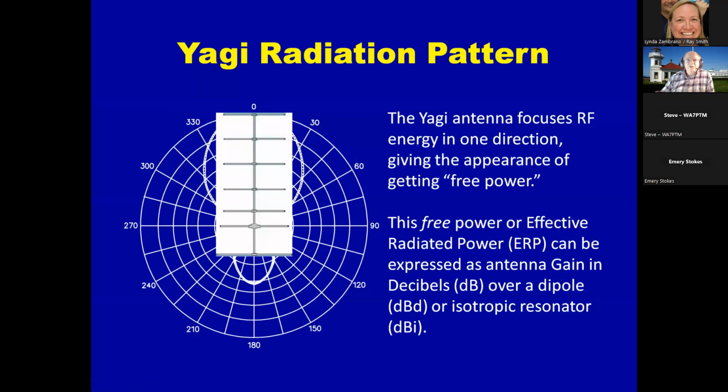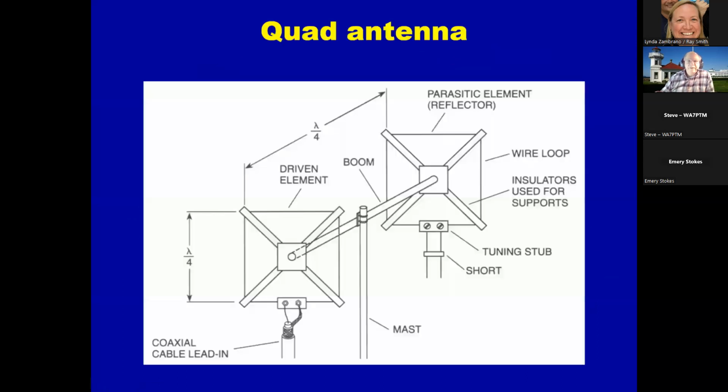Okay, so this is what a Yagi would look like, sort of superimposing a picture of a Yagi over that pattern. You can see the driven elements are out front. That's where all the energy goes. The reflectors are in the back, and you have a driven element right there between the 90 to 270 degree.